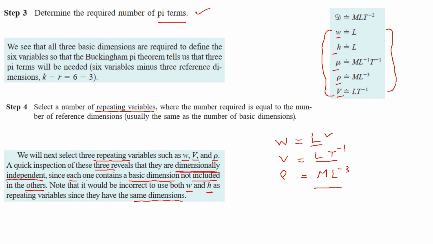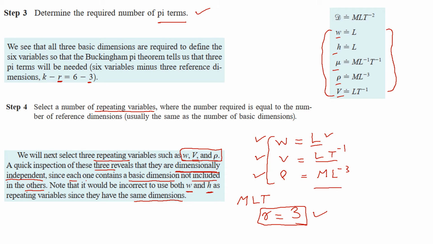So let's now move on to our step 5, and as now we have selected our repeating variables, the number of repeating variables must be equal to our number of reference dimension, and as we already saw that the number of reference dimension R is equal to 3. So we have 3 reference dimensions, so this will be the number of repeating variables. We need to select 3 repeating variables, because the number of our reference dimension is equal to 3.